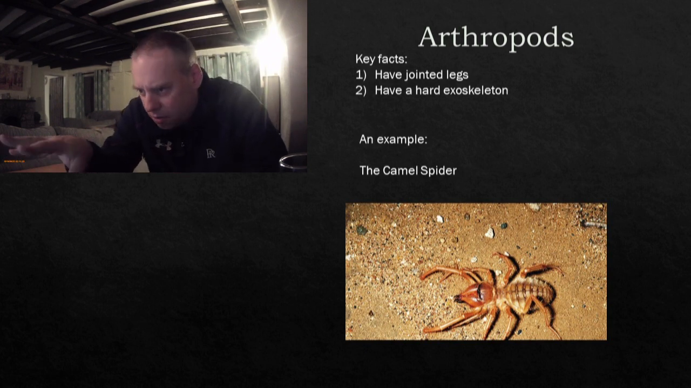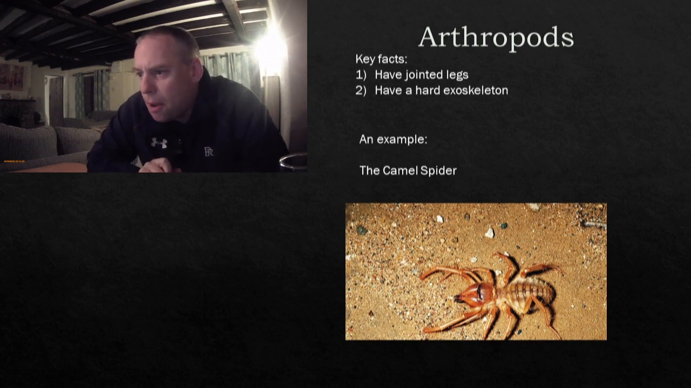In the picture, I've got a camel spider below. But you can see on their legs, the joints are visible from the outside. That's where they get their name from. They have a hard exoskeleton. It's made out of a chemical called chitin. But that hard exoskeleton goes around the outside.